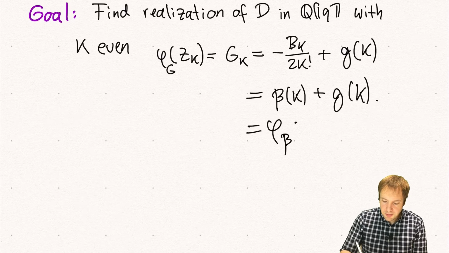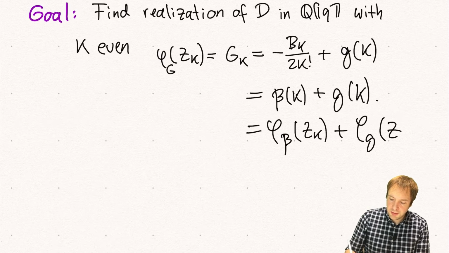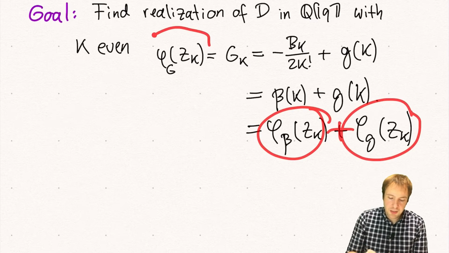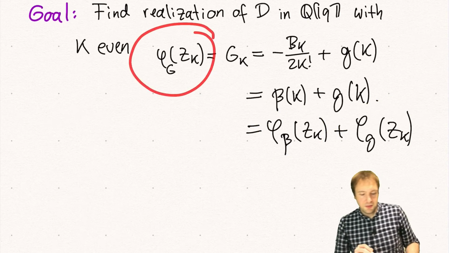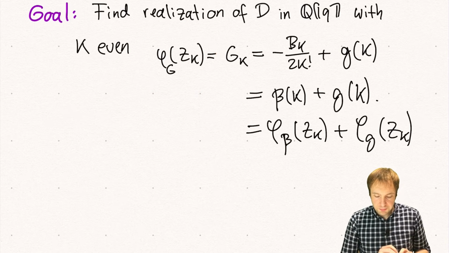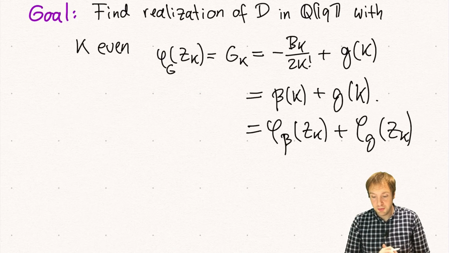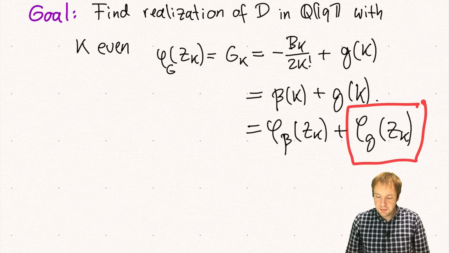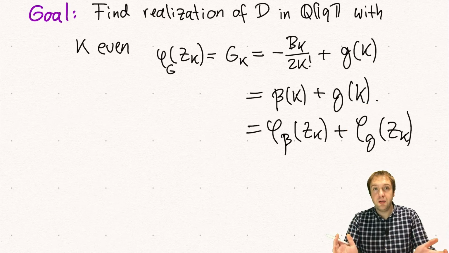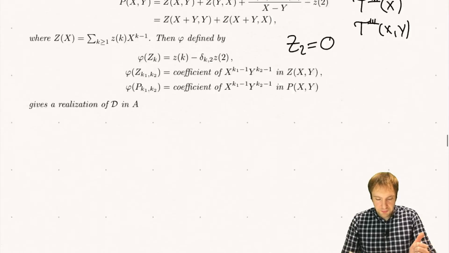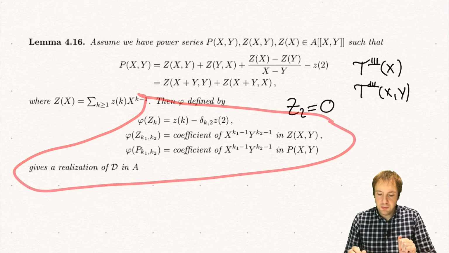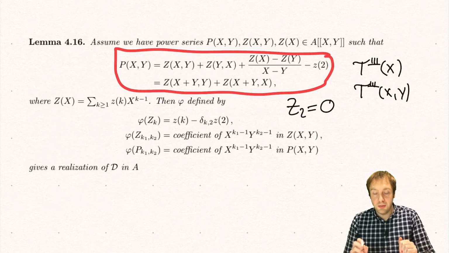So here we can separate this problem of finding this realization by finding a realization which we call phi beta. So this will be phi beta of zk plus phi small g of zk. So we will find these explicitly and then sum them up, and we will see that then we get this Eisenstein realization, which satisfies exactly the properties we want. And we will start by finding this realization here. And again, how do we find realizations? Well, we need to use this lemma here. So to define a realization, we need to find power series satisfying certain functional equations.